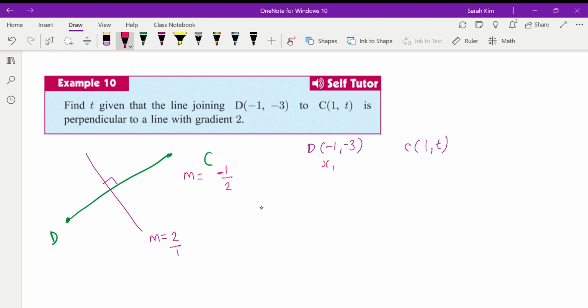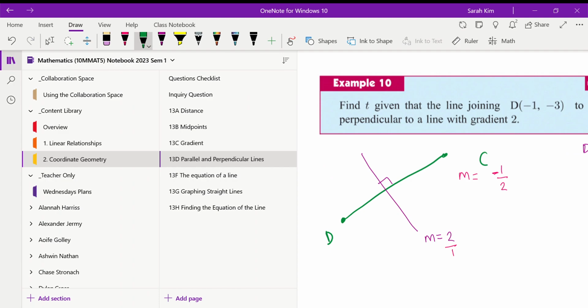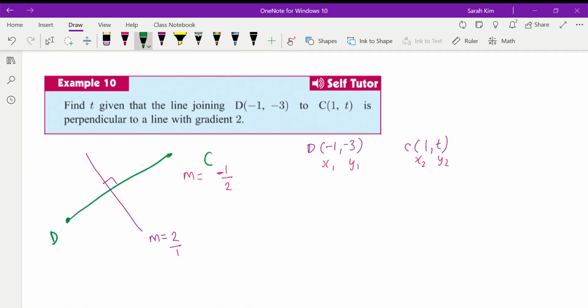So step 1's always the same. I will label them. Remember, we know how to find gradients. If not, go back to the gradient example, which is 13C. Maybe you didn't do enough homework. So if you have no idea what I'm doing, you might need a little bit more help with 13C. And then we write the formula. So the gradient is, sub it in.